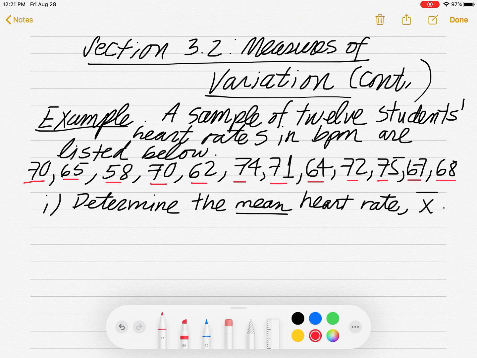Beats per minute usually is around 70 or something. Really athletic people often have it in the 60s. In any case, first of all, we want to find the mean heart rate.